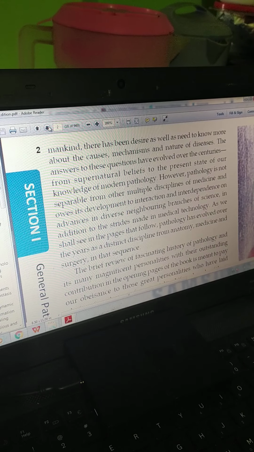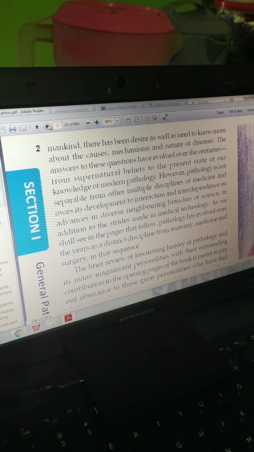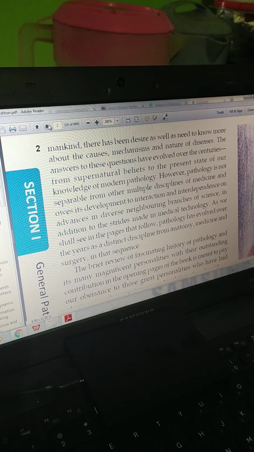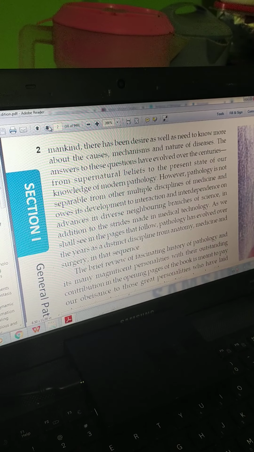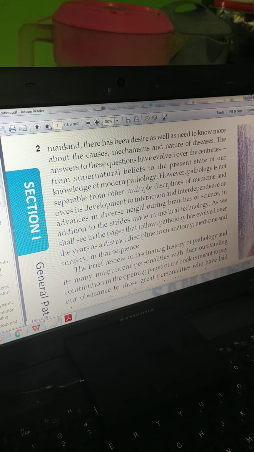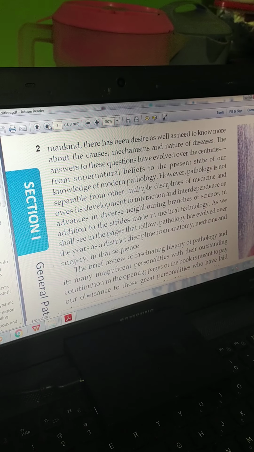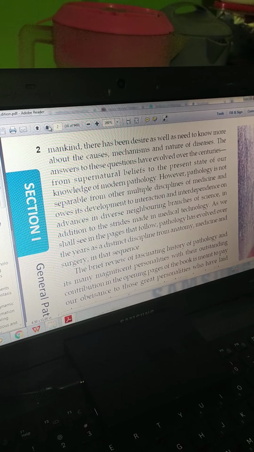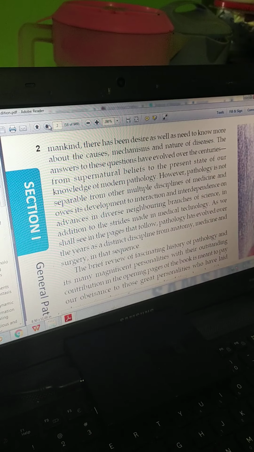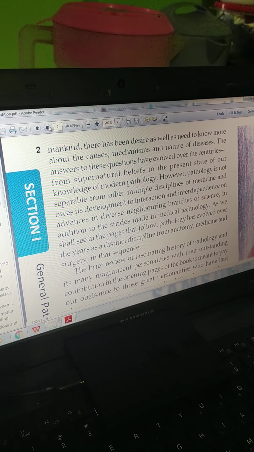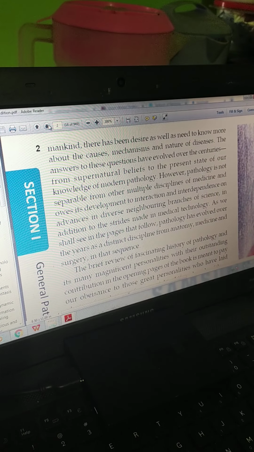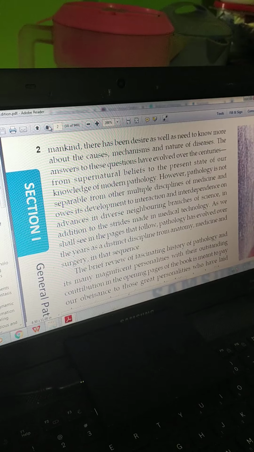However, pathology is not separable from other multiple disciplines of medicine and owes its development to interaction and interdependence on advances in diverse neighboring branches of science. In addition to the strides made in medical technology, as we shall see in the pages that follow, pathology has evolved over the years as a distinct discipline from anatomy, medicine, and surgery. In that sequence, a brief review of the fascinating history of pathology and its many magnificent personalities.